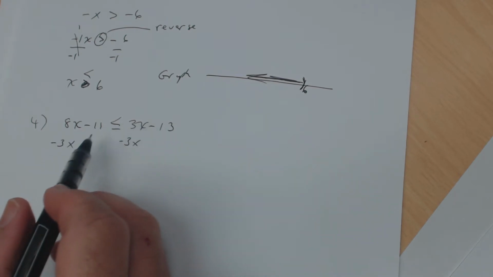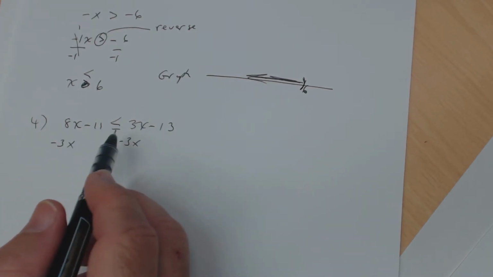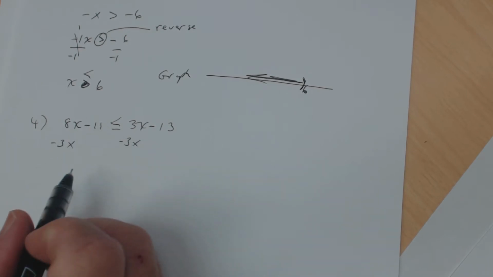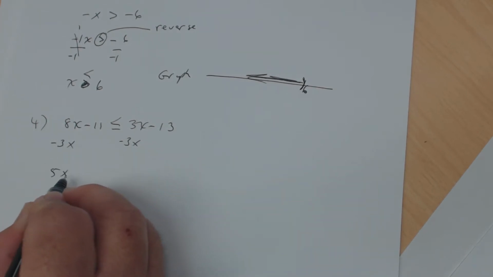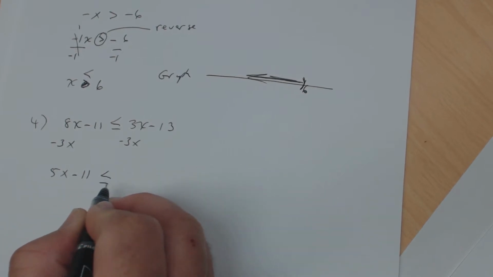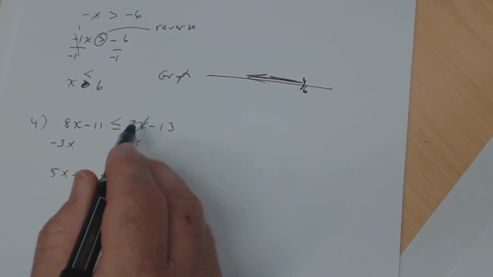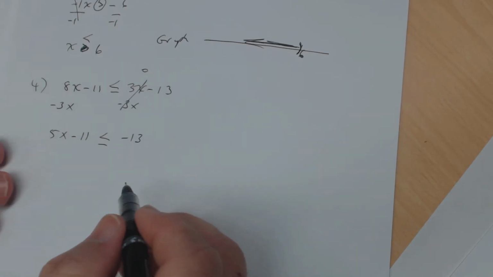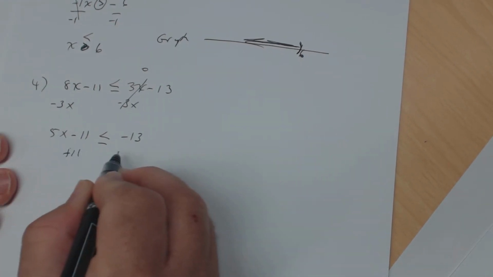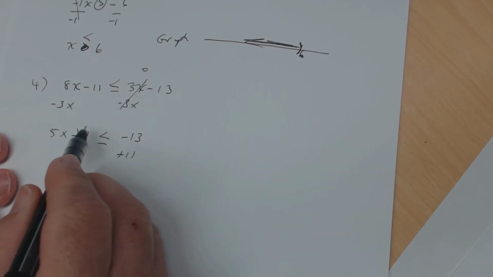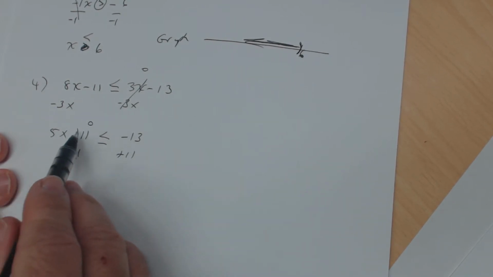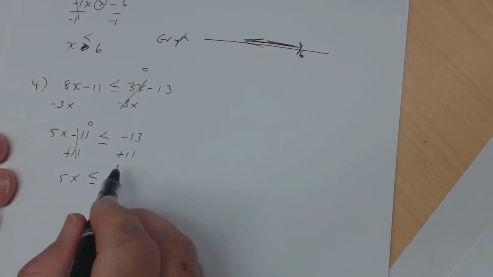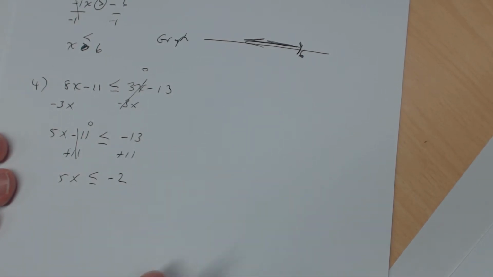So notice I have this linear inequality. So it's easy to solve a linear inequality. So I'm going to subtract 3x, combine like terms. 8x minus 3x is 5x minus 11 is less than or equal to that's 0, and 0 and negative 13 is a negative 13. Adding 11 to both sides, and I combine like terms, I get 5x is less than or equal to negative 13 and a positive 11 is a negative 2.